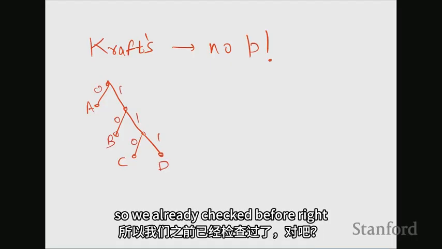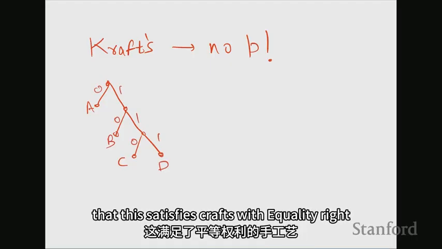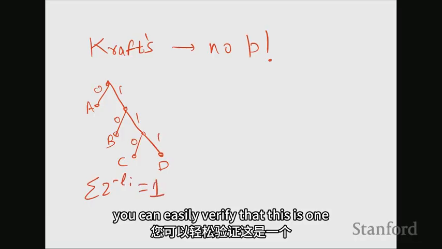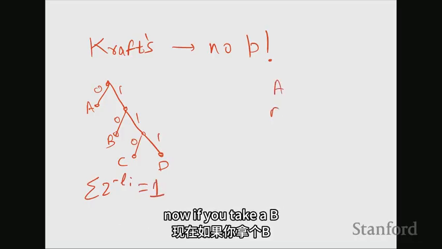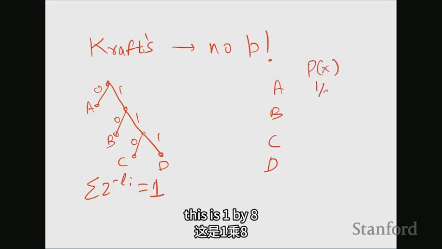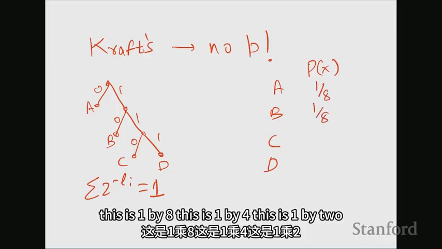So we already checked before that this satisfies Kraft's with equality. The summation of 2 power minus Li, you can easily verify, is 1. Now if you take A, B, C, D and the probability distribution, this is 1 by 8, this is 1 by 8, this is 1 by 4, this is 1 by 2.